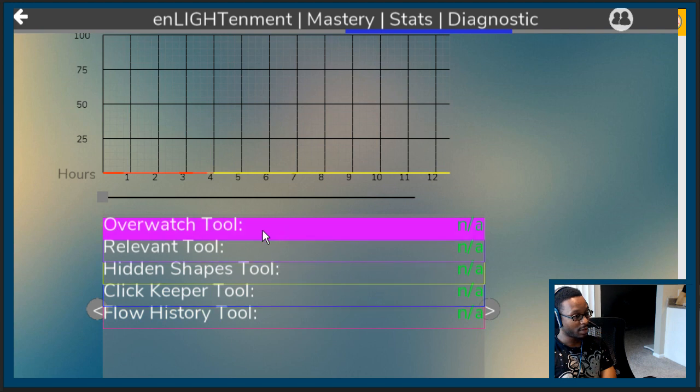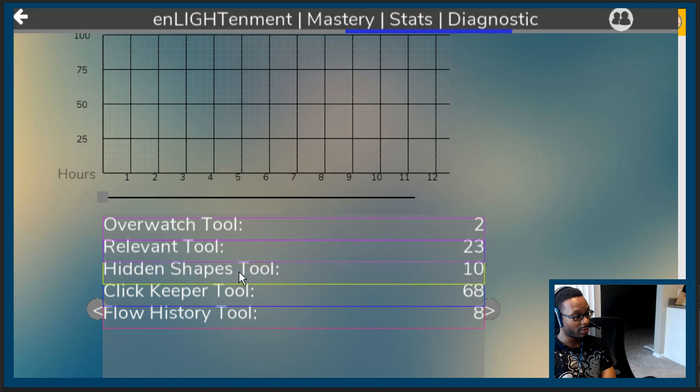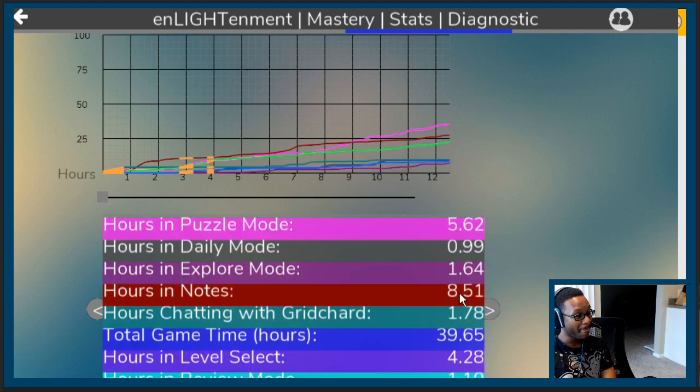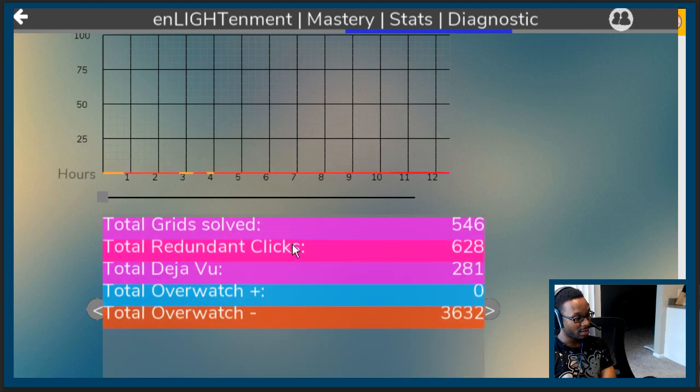So you don't use the click keeper a lot? Or wait, that's the Overwatch tool. You don't use the relevant notes. You don't use the hidden shapes. You don't use the click keeper. So you don't use the tools. I guess I don't know how. I like the one that shows you which puzzles are relevant to the one that you solve. Which notes are? Or what do you mean? It connects to the simpler puzzles. Oh yeah, that's automatic.